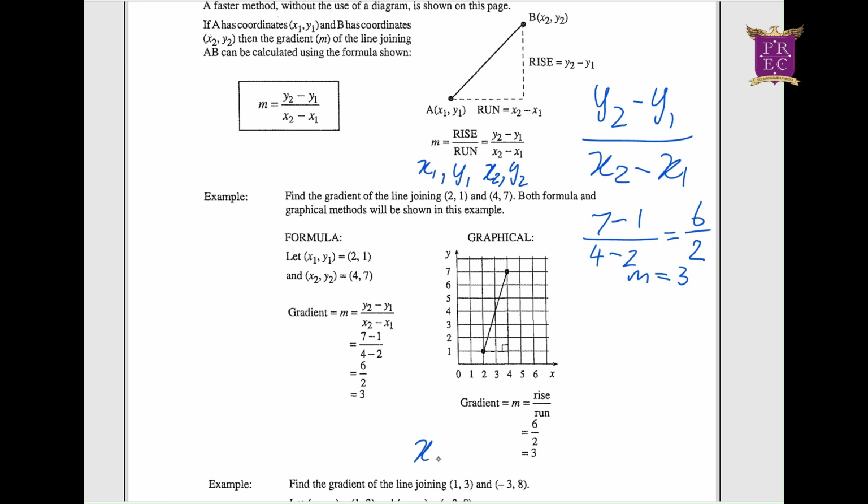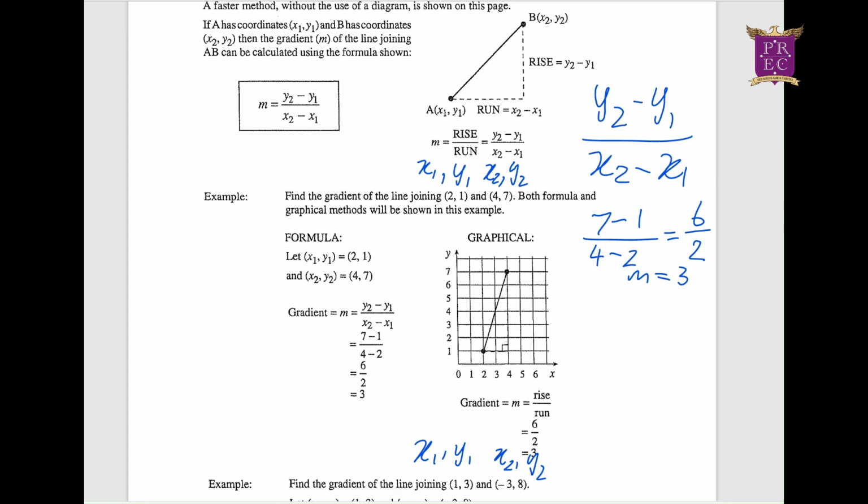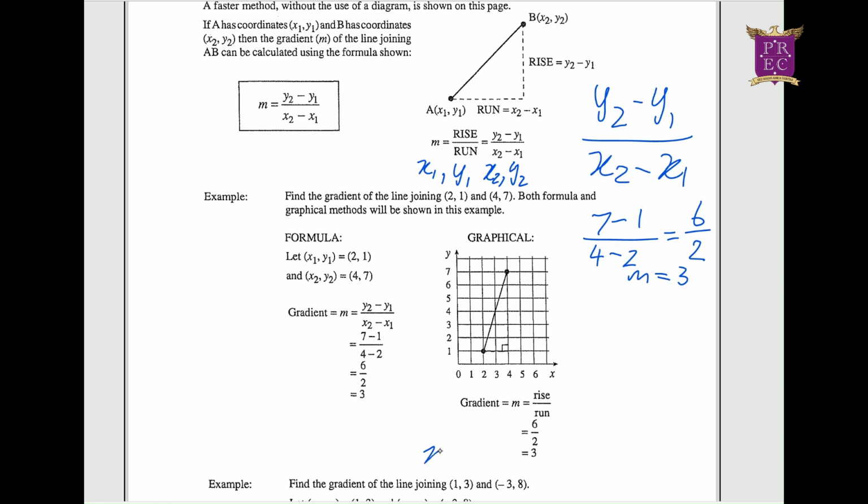Make this x1 and y1, x2 and y2. Actually, what we can do is swap it around just to show you guys that it doesn't matter which one's x2 and x1. Let's do, this is x2 and y2, x1 and y1.